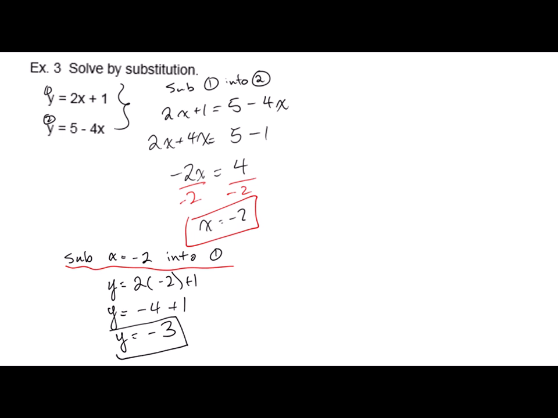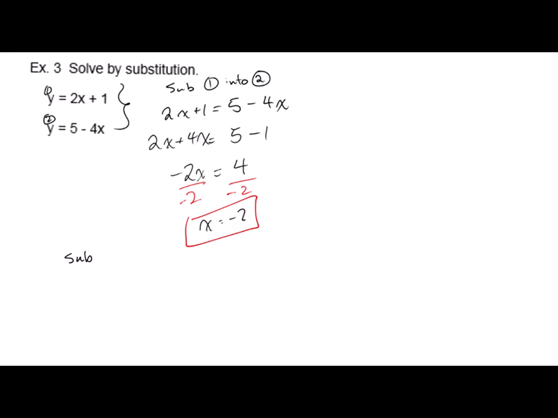Now, you'll notice there wasn't any specific instruction saying to check. If you're not sure, go and check. If you're pretty sure it works, just say therefore the solution is (-2, -3).